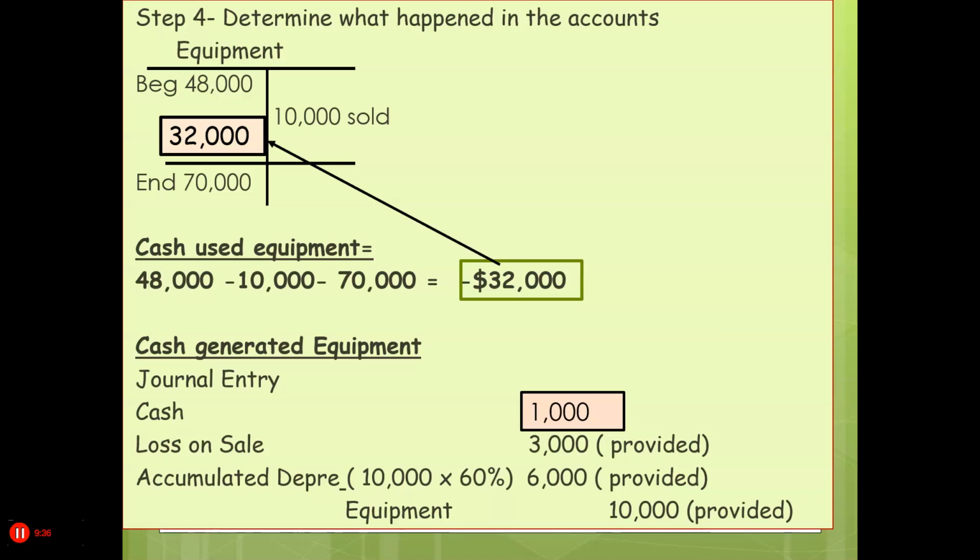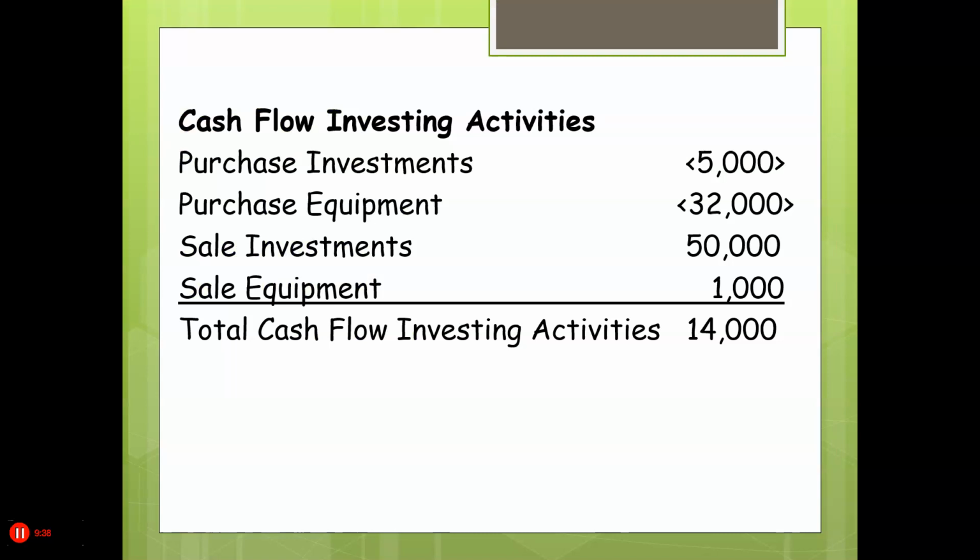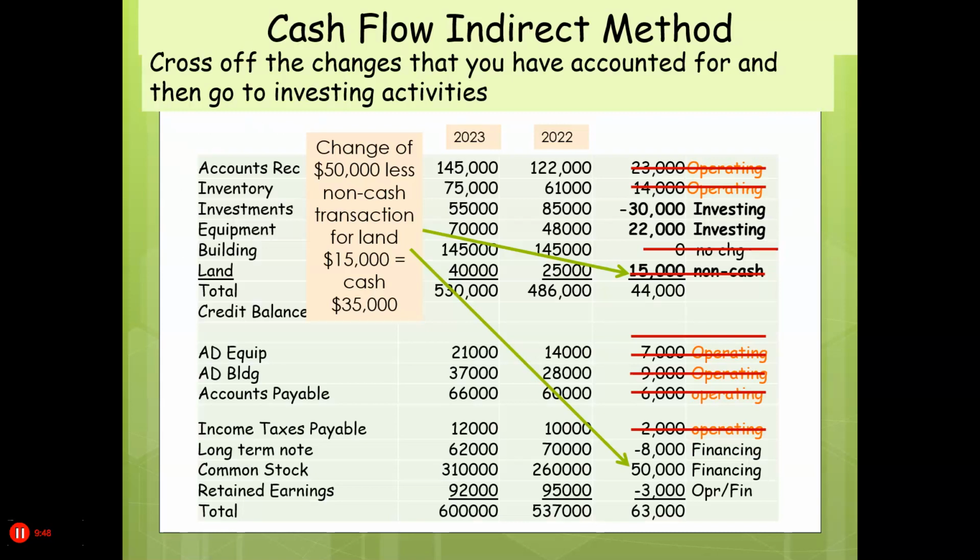So now we can do cash flow from investing activities. We have our purchases, we have our sales. Now we can cross those off because we've already taken care of those. And the next thing we're going to do is look at the common stock. We know that of the 50,000, only 35 is going to be cash. So now we have to look at retained earnings.